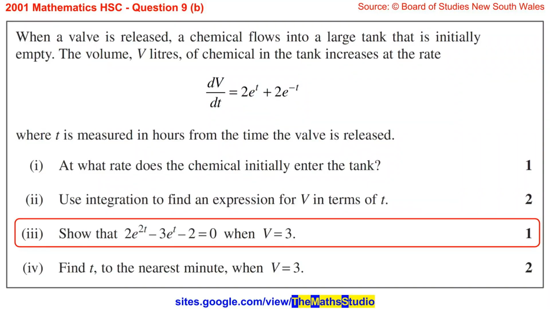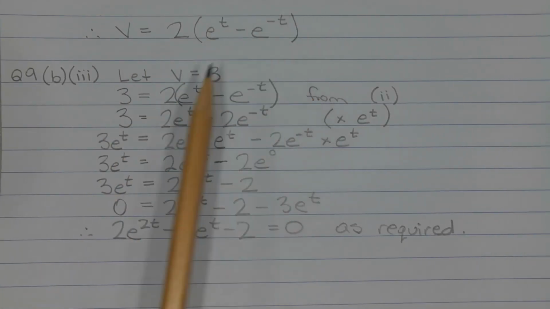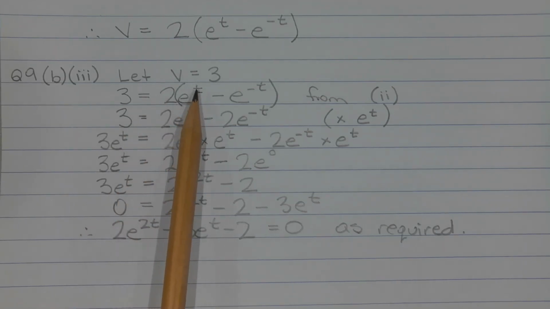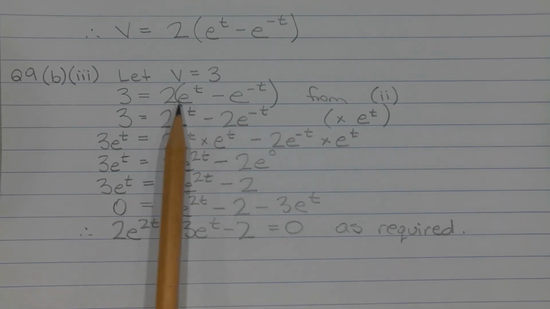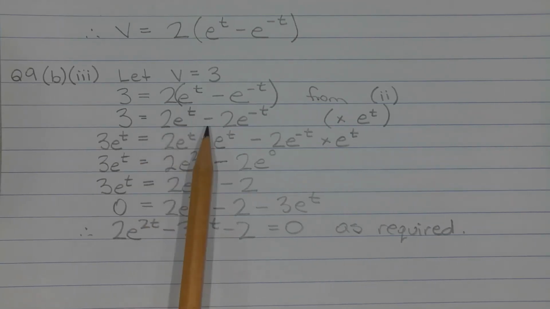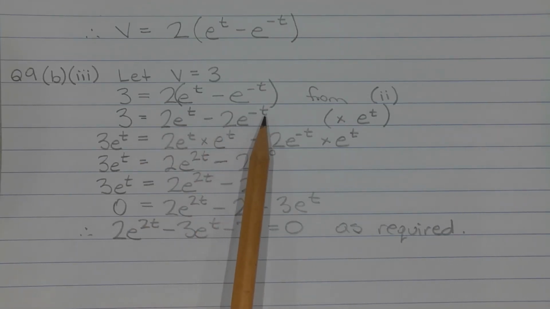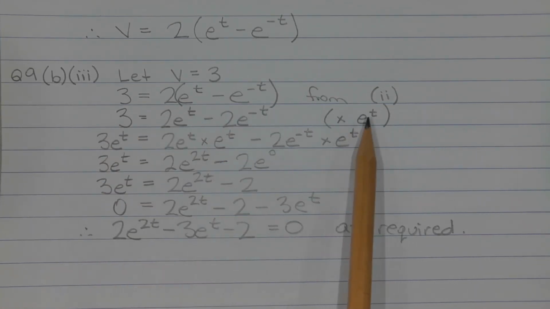Part 3. Show that 2e^(2t) minus 3e^t minus 2 equals 0 when V equals 3. Substitute V equals 3 into the equation from part 2. So we have 3 equals 2(e^t minus e^(-t)). The next step is to expand the brackets on the right hand side. So we get 3 equals 2e^t minus 2e^(-t).